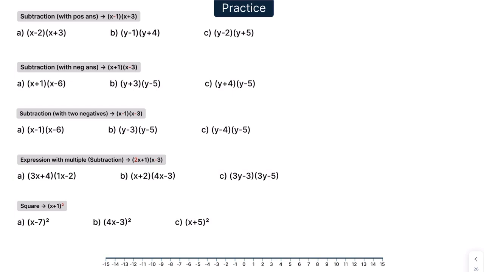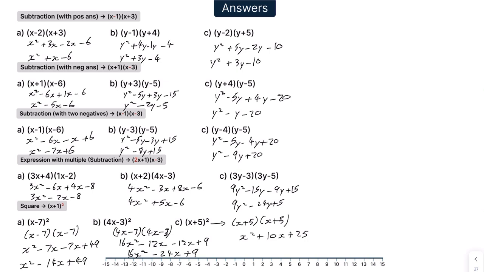So here's some practice questions for you to have a go at. Press pause and have a go. When you're ready, press play for the answers. And here are the answers.